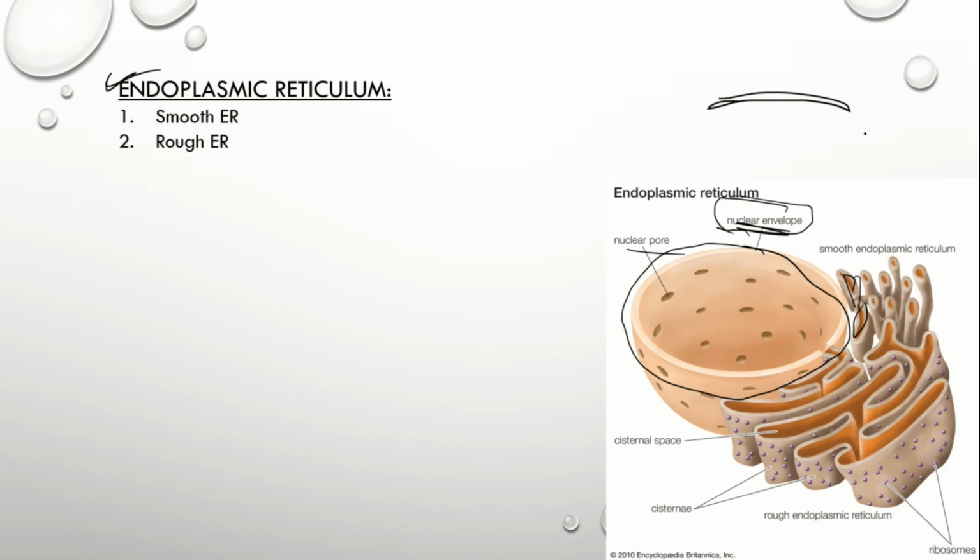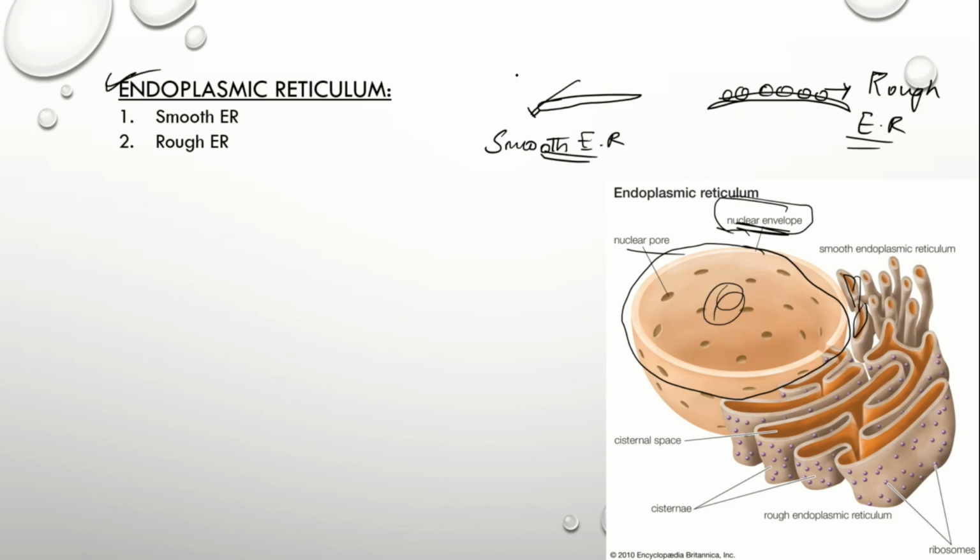These are the flattened tubules which extend from the nuclear membrane and are connected to the cytoplasm. Now, the endoplasmic reticulums are of two types. If ribosomes are present on the surface of these tubules, then that endoplasmic reticulum is called rough endoplasmic reticulum. And the flattened tubules which do not contain any ribosomes are called smooth endoplasmic reticulum. So what is the basic difference?